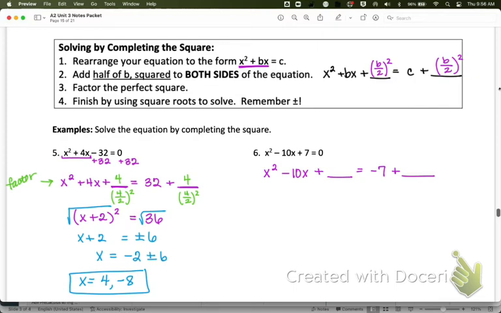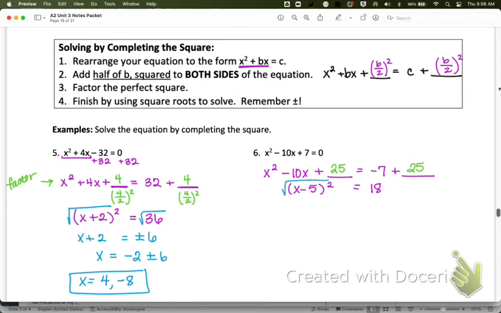Half of 10 is 5. 5 squared is 25. That's what you're going to add on both sides of the equation. Now factor it. X minus 5 squared equals, on this side we're going to get, what, 18? Not a very pretty number, but it'll work. And now we're ready to take the square root.